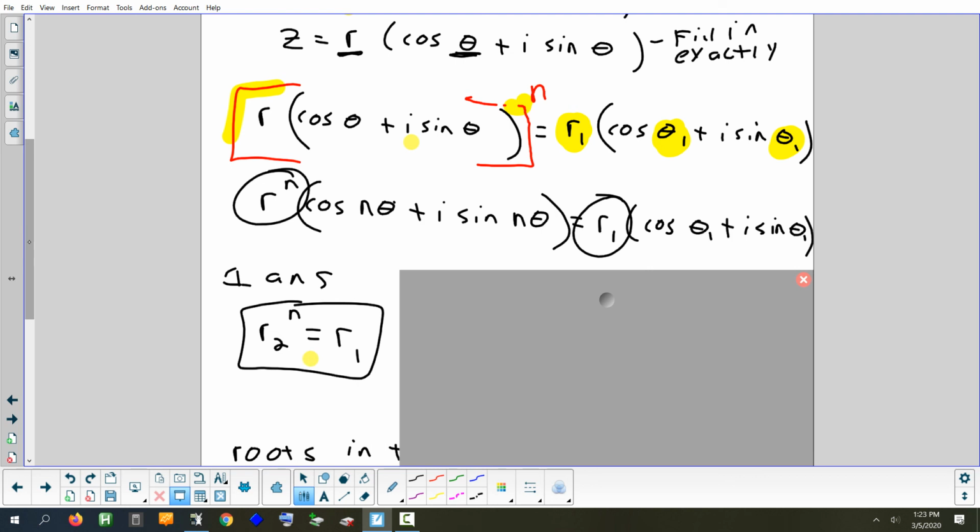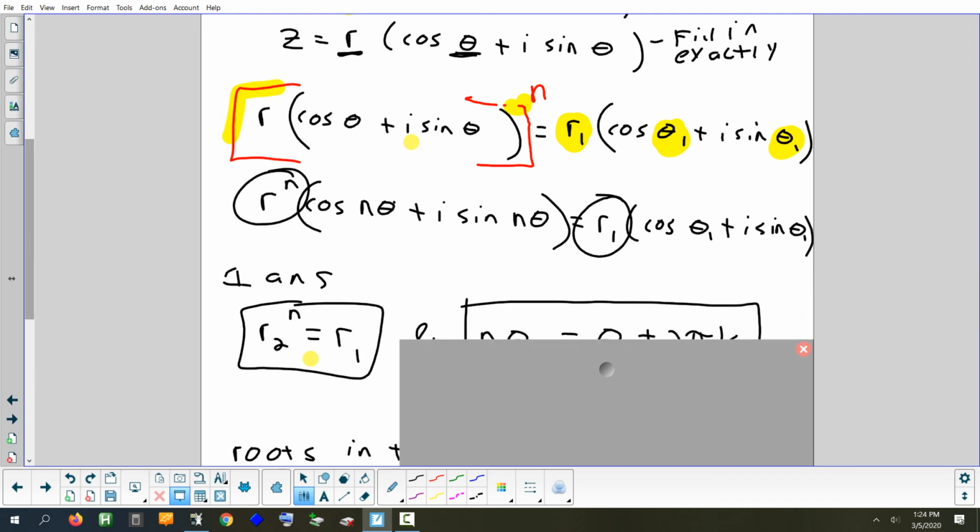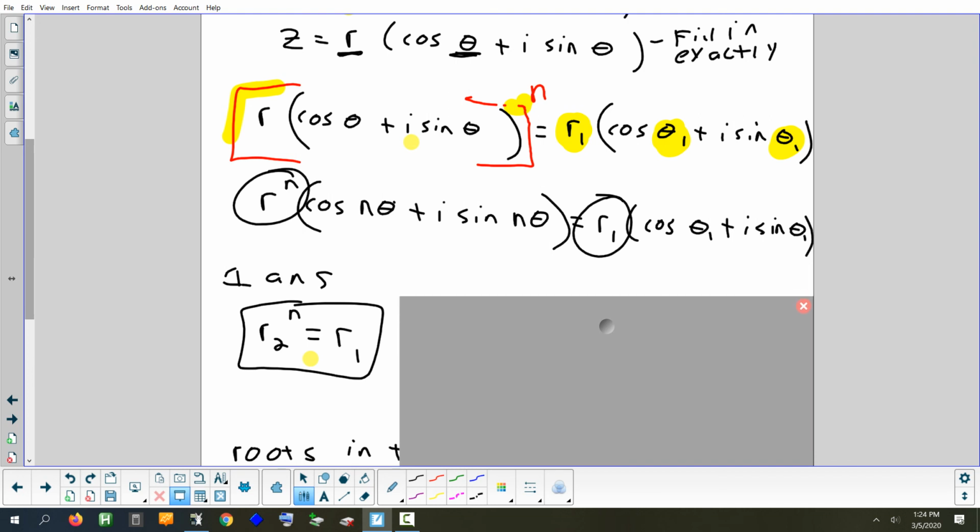But to write a number in trig form, you need the radius and the what? Radius and theta too? You need the angle. Now, I said to you, if you were taking a cube root, how many answers are there? 3. What about a fifth root? 5. So the angle is what's going to give you multiple answers. So take the angle on the left, set it equal to the angle on the right.